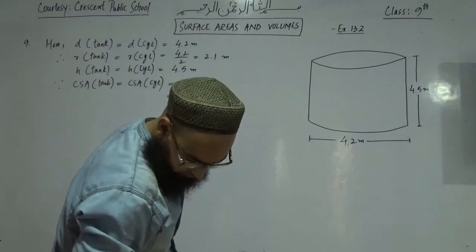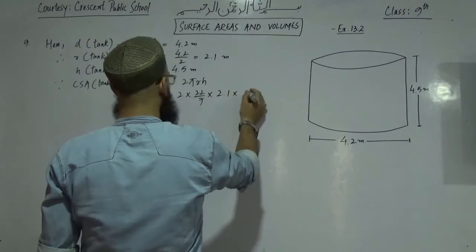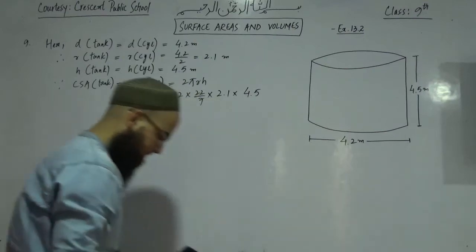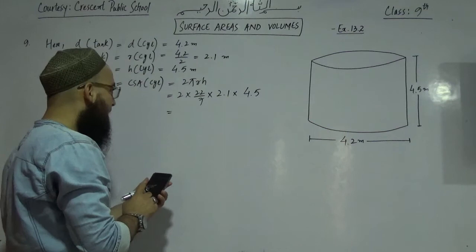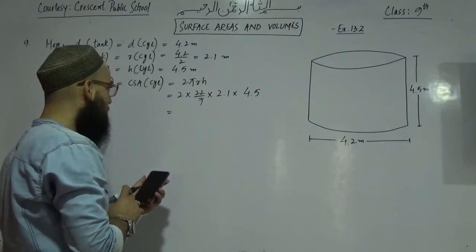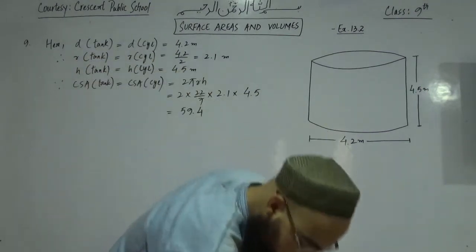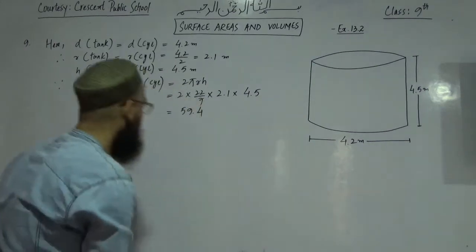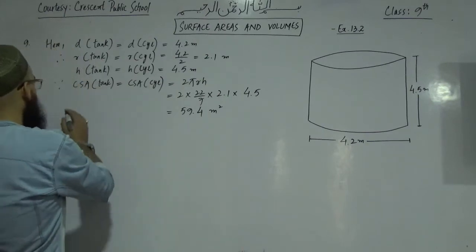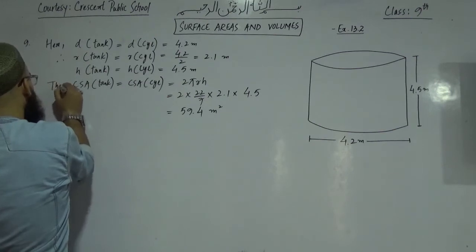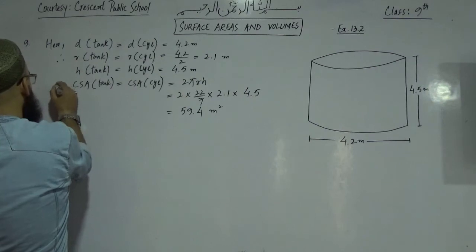Do we have to take 2.3? No. So you can do 2 times 22 by 7 times radius, that is 2.1, times height, that is 4.5. Let me solve this. So it's 2 times 22 times 2.1 times 4.5 divided by 7. So it's 59.4 square meter. And that's your curved surface area of the tank. Then curved surface area of tank is 59.4 square meter. This was your first part.